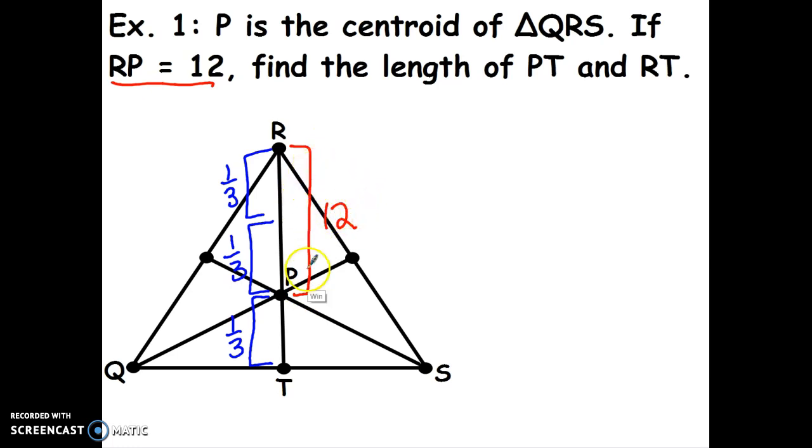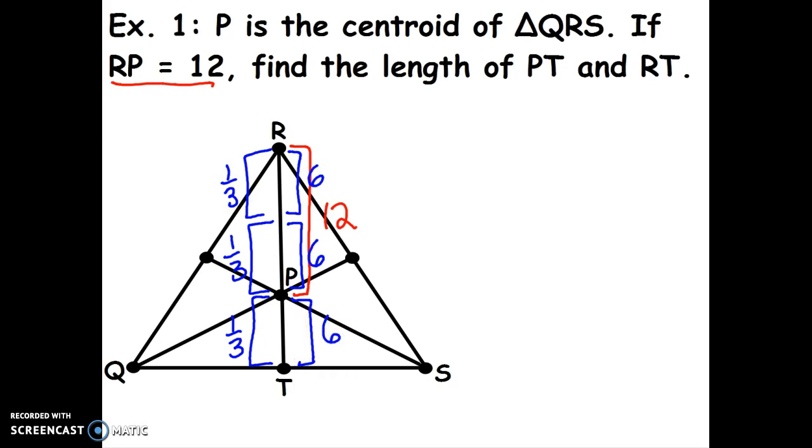So how would we break this 12 up into 2 sections? 12 divided by 2 is 6. So this would be 6 and this would be 6. So we know that 1/3 of the median is 6. That means that this portion is 6 as well.